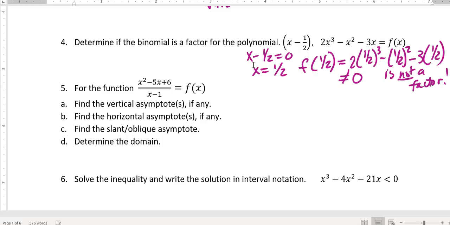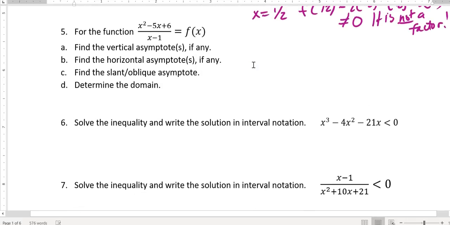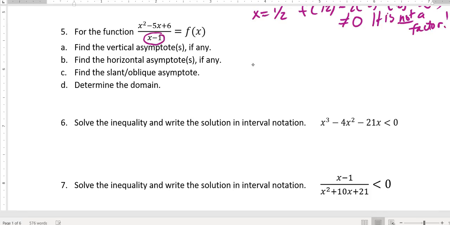That's an "it." Doesn't look like it, but that's the word "it." Number 5, for the function, it's a rational function. We're going to find the vertical asymptotes. For the vertical asymptote, we know the denominator equals 0. So first, we set the denominator equal to 0 and solve. That's simply x is equal to 1.